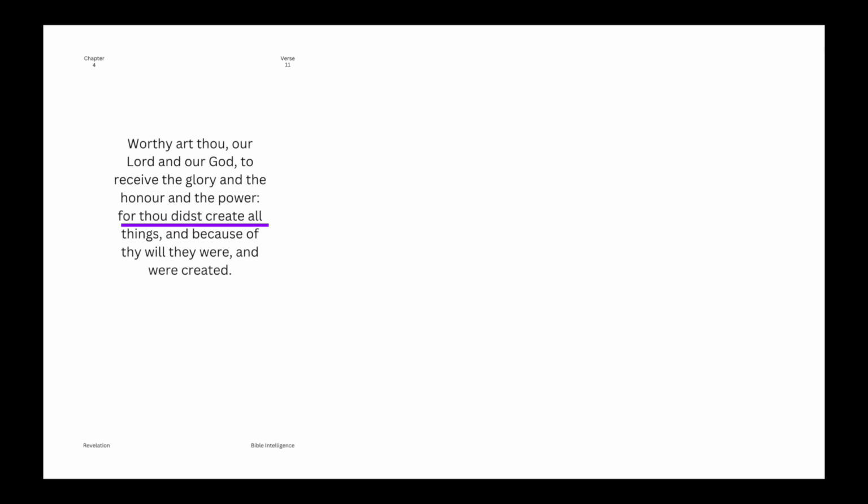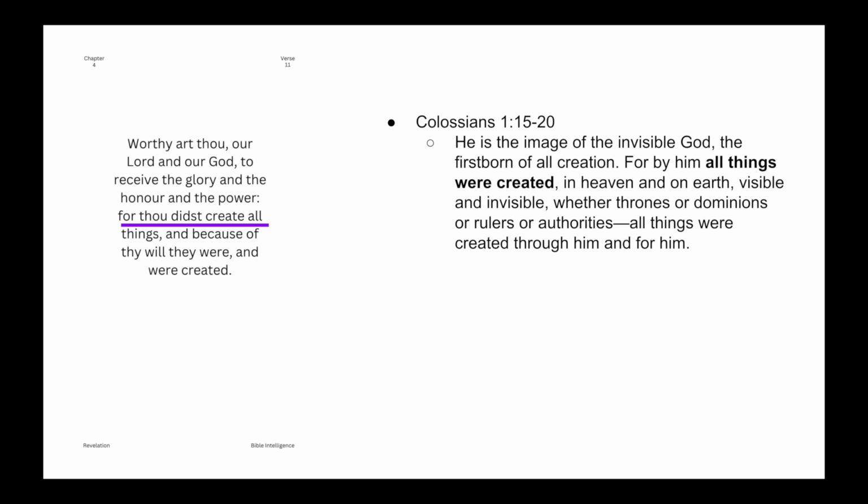But what I found interesting with this is that it kind of reminded me of Colossians 1:15-20. So this idea that all things were created because of thy will, they were and were created. Now keep that in mind going through Colossians 1:15-20, and we're going to be ending very quickly after this. But check this out.